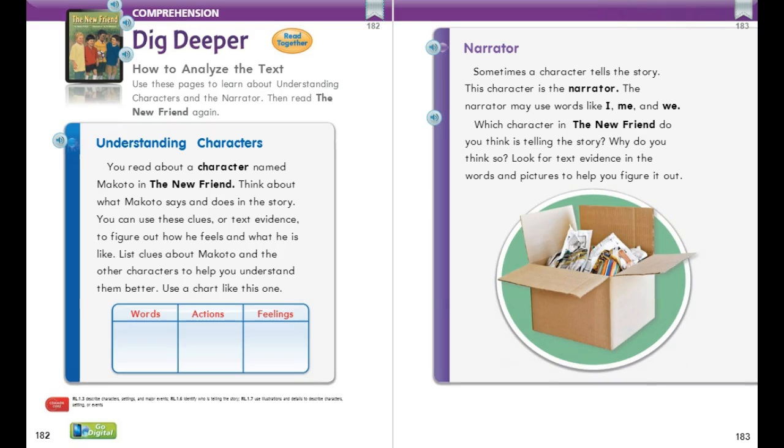Now let's dig deeper. Turn to page 182. You read about a character named Makoto in The New Friend. Think about what Makoto says and does in the story. You can use these clues or text evidence to figure out how he feels and what he is like. We can list clues about Makoto and other characters to help you understand them better. You can use a graphic organizer like the one on page 182.